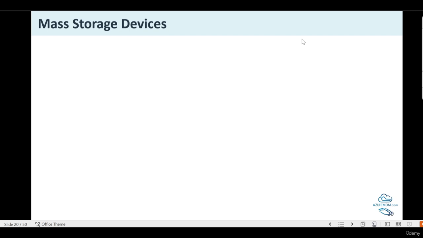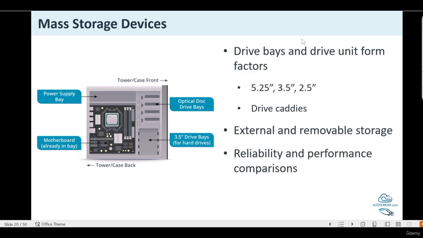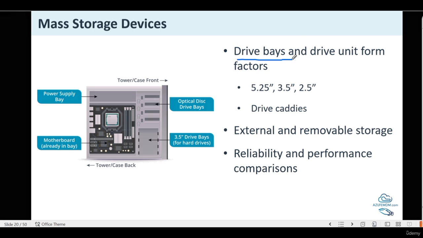Now let's understand about the mass storage device. A mass storage device stores large amounts of data permanently, like HDD and SSD and external drives. Drive bays and form factors. Different size slots inside a PC for installing drives. For example, 3.5 inches for HDD and 2.5 inches for SSD.